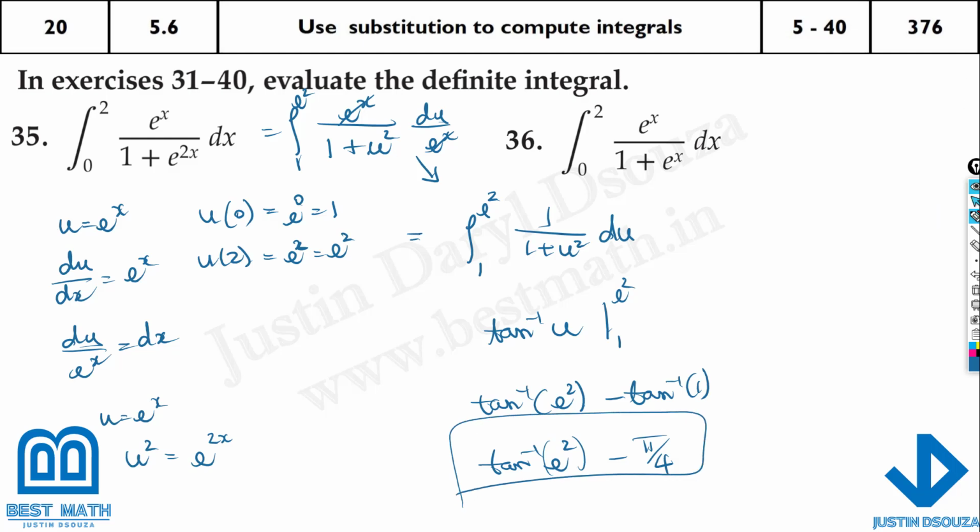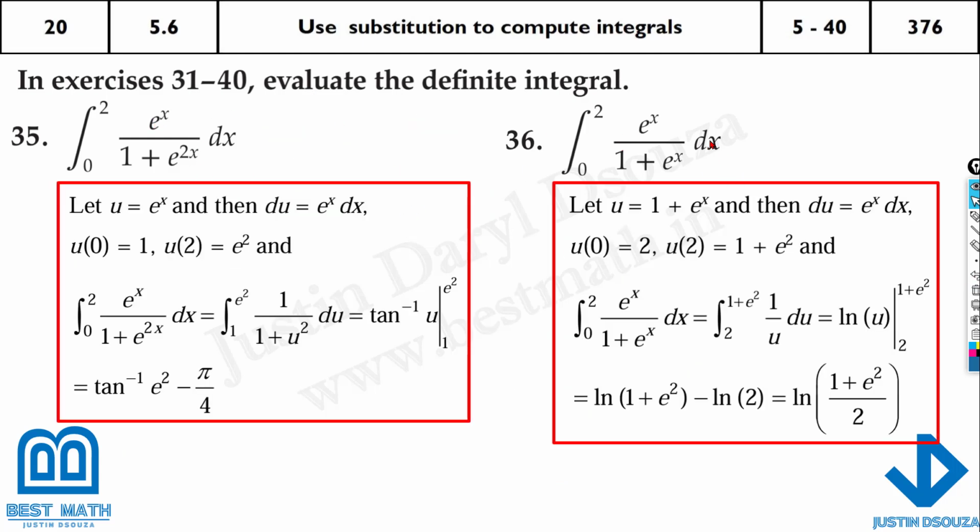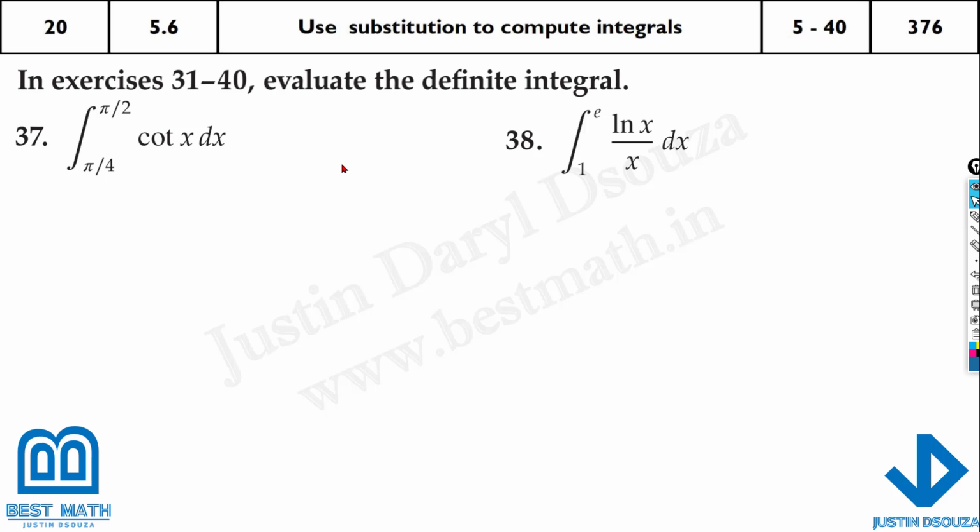That's it. So in the first problem, we have to take u as e to the power x. But then when we are using the u substitution, we use u squared for the down term, and the above term gets cancelled off. So that is one thing you must remember when it comes to exponential integrals. Remember these tricks. Whereas the second problem was pretty easier than the first one. It's all the same, just the differences: over here, the denominator was 1 plus e to the x in the second one, whereas in the first problem it's e to the 2x.